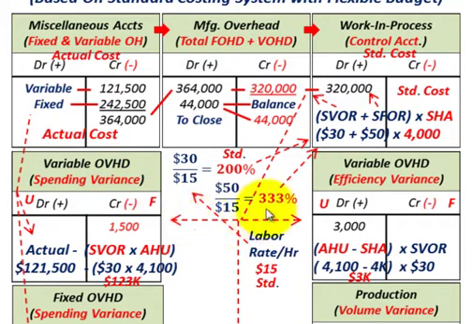Now let's move over to the variable overhead efficiency variance. This is really the efficiency variance. So what you take is your actual hours used and you subtract your actual hours allowed. That's your standard hours allowed versus the actual hours used. And then you take that times your standard variable overhead rate. So actual hours used for the period is 4,100, and our standard hours allowed was 4,000.